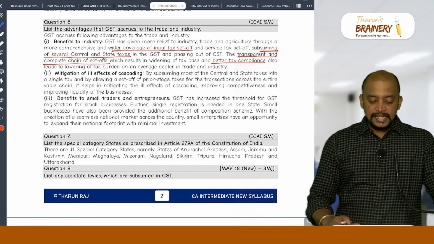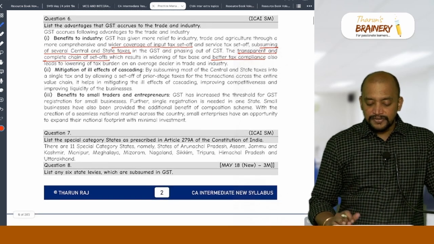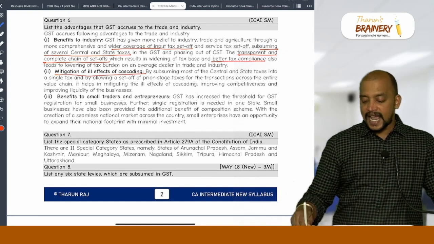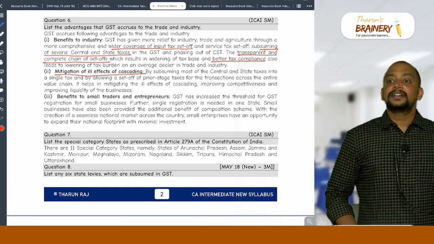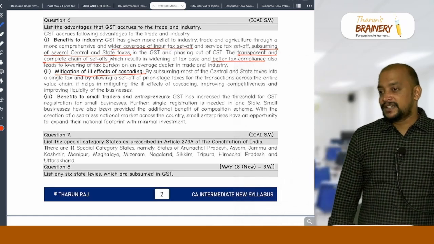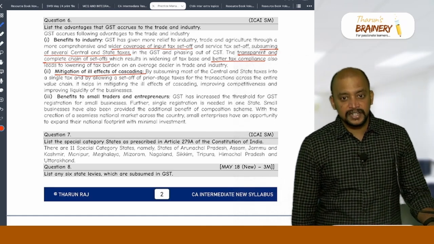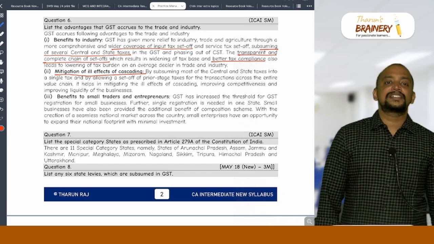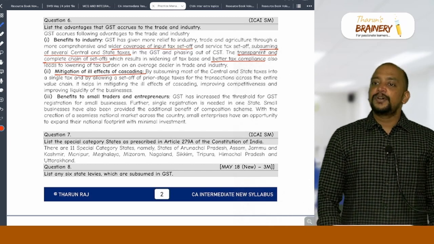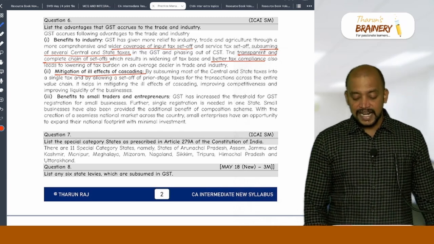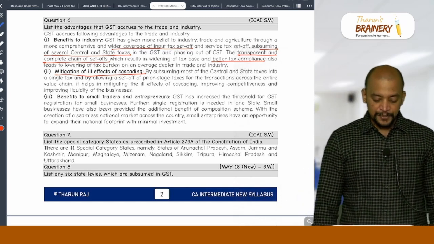Then second, mitigation of ill effects of cascading. Underline that. What is cascading? I told you already. Tax on tax. In GST we don't have that problem. The tax on tax problem is not there because the credit is available. Previously, while computing sales tax, we used to add the excise duty, but now excise duty, sales tax, everything is merged into GST. So the cascading effect of taxes will not be there.